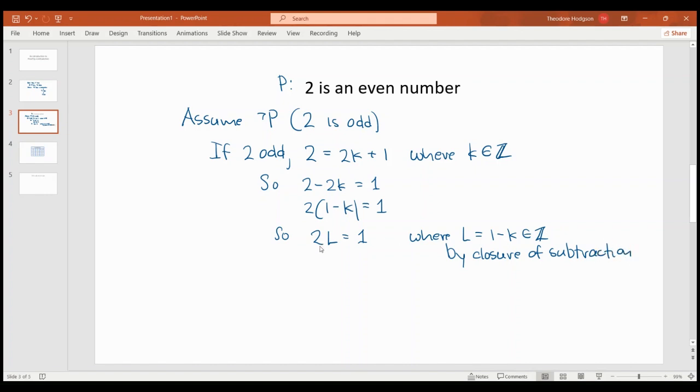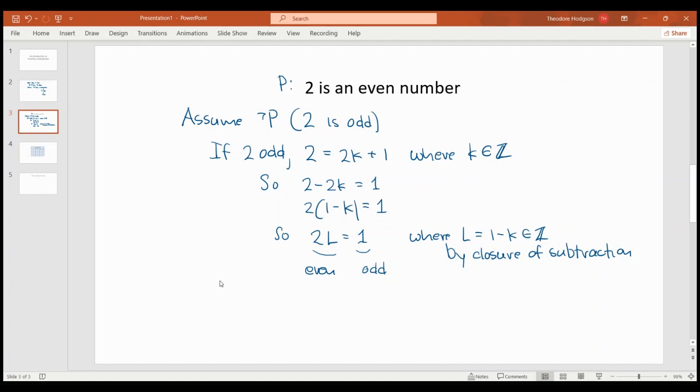Okay, so what do we have here? Well, on one side, we have 2L, and 2L is an even number. On the other side, we have 1. Oh, 1 is an odd number. So what have we shown? We've shown that an even number equals an odd number.